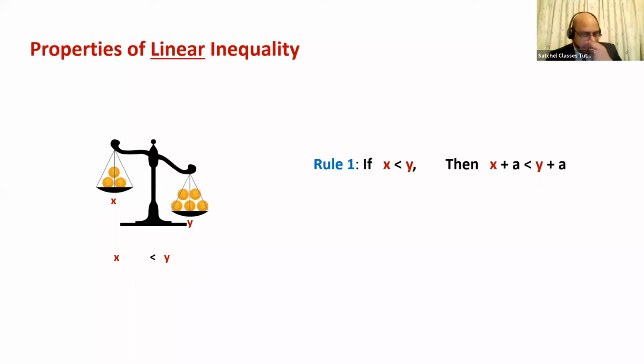Now, what if I were to remove 1 coin from each side of the pan? Will the scale tilt in favor of x? No, still not. Even after removing 1 coin, because I have removed the same number of coins from either side, the inequality between them will be maintained. So if x is less than y, then x minus a will still be less than y minus a, correct?